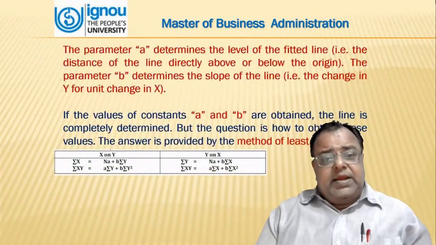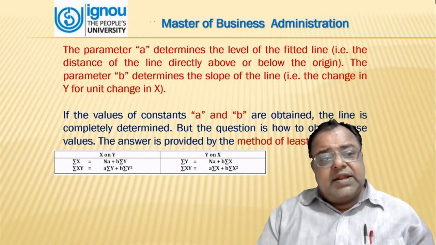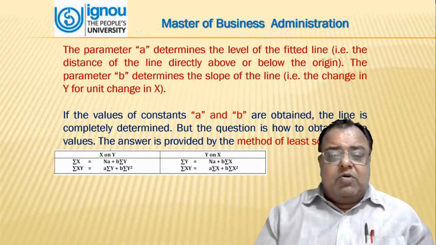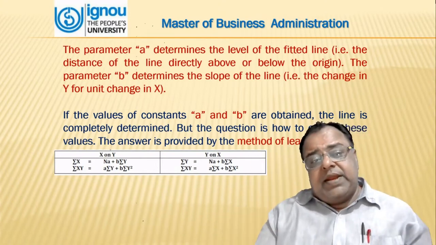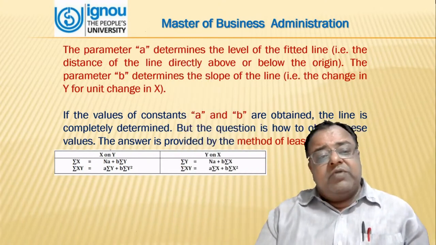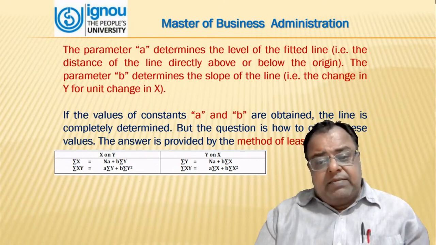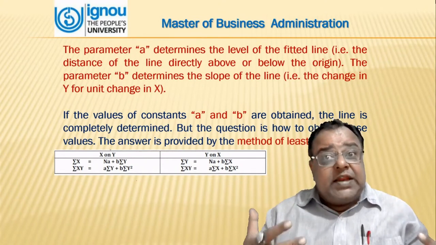The parameter a determines the level of the fitted line, that is, the distance of the line directly above or below the origin. The parameter b determines the slope of the line, that is, the change in y for a unit change in x. If the values of constants a and b are obtained, the line is completely determined. But how do we obtain these values? The answer is provided by the method of least squares.